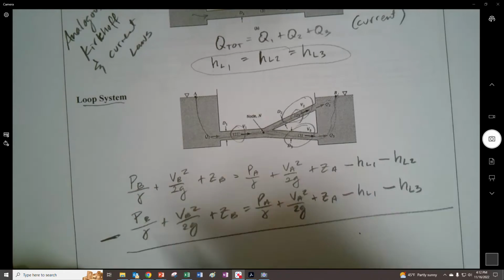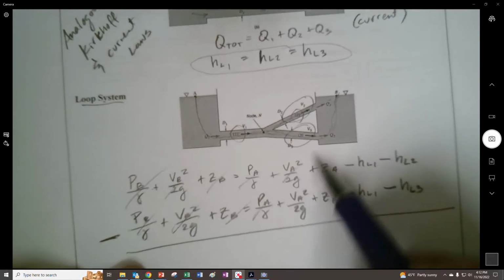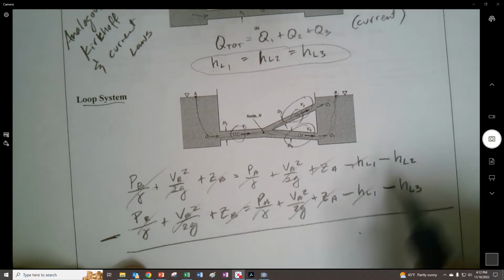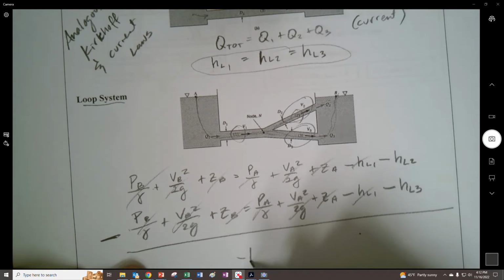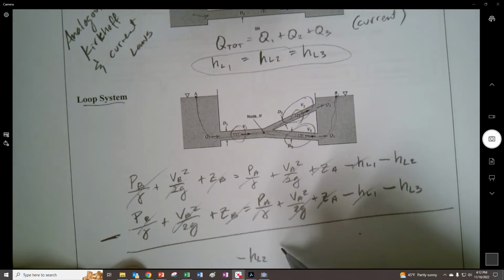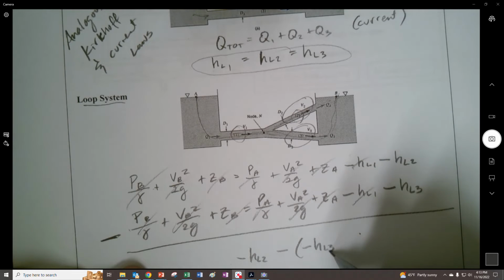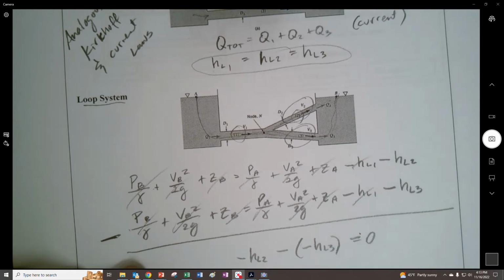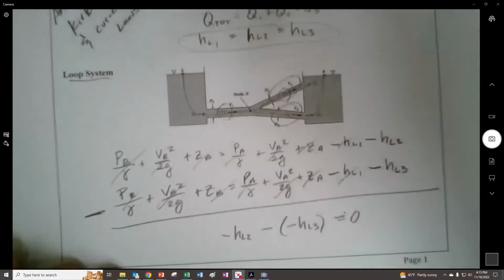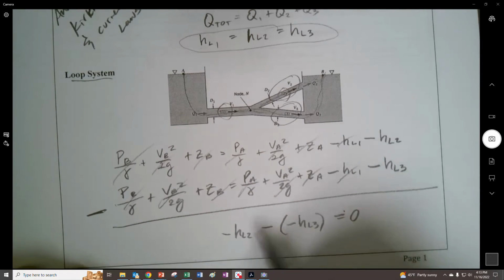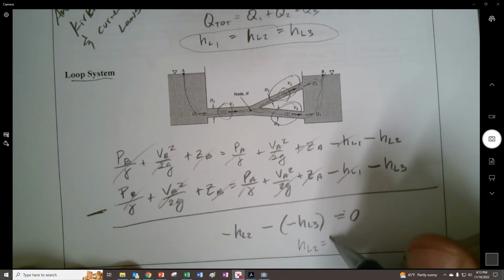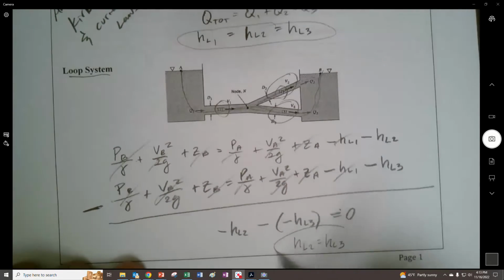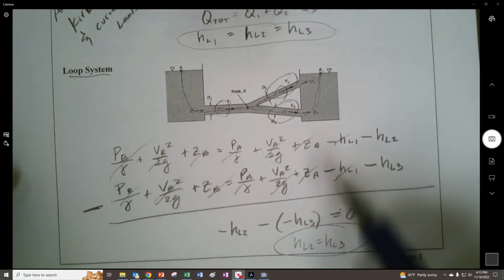If we go ahead and subtract this equation from that equation, of course, all these things are going to cancel out to each other. But what we're left with is minus HL2 minus HL3 is equal to 0, right? Subtract one thing from another, and what we end up finding is HL2 is equal to HL3. So we've done a little proof right there that actually happens.